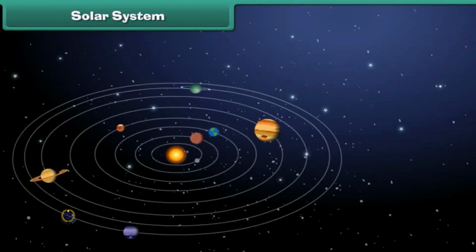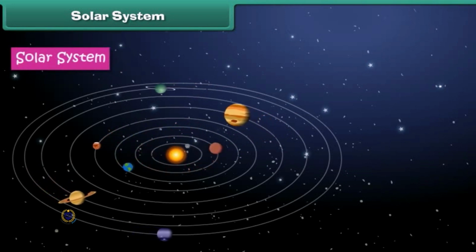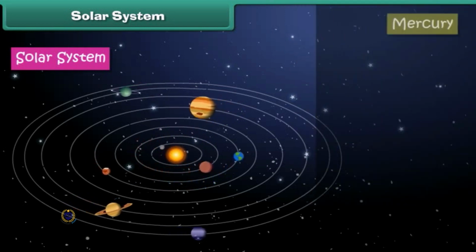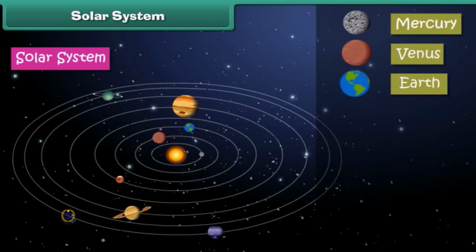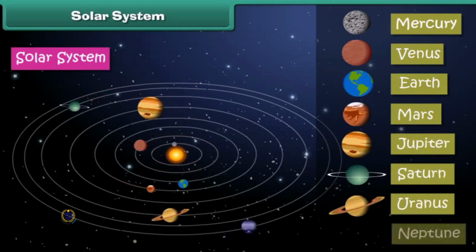Solar system. Solar system consists of the Sun and the 8 planets that revolve around the Sun. The 8 planets are Mercury, Venus, Earth, Mars, Jupiter, Saturn, Uranus and Neptune.